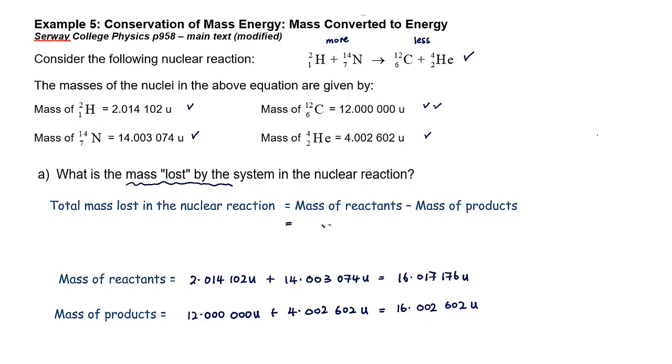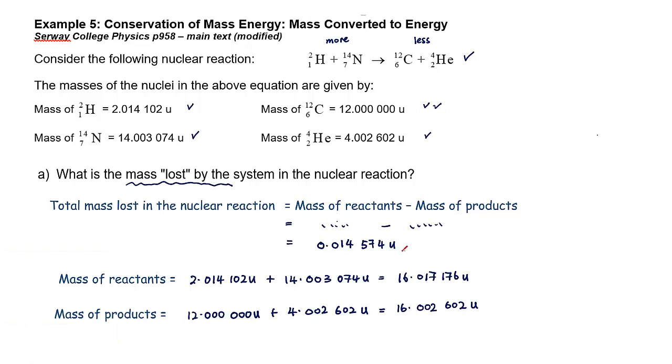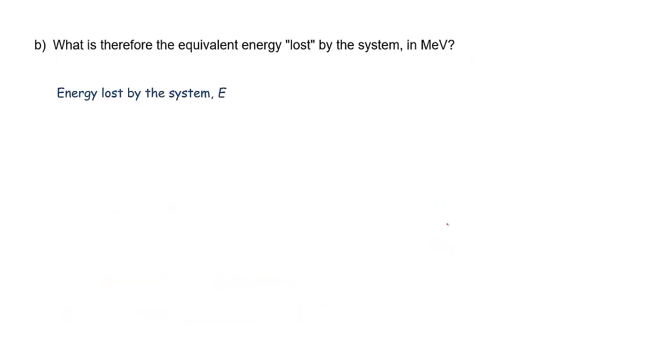So what you can do is put in these two values. I'll leave you to substitute and then work it out. Put this into the calculator and you will get the answer to be 0.014574 U. The question does not require me to convert to kg, so tentatively I'm going to leave this as the answer for part A.